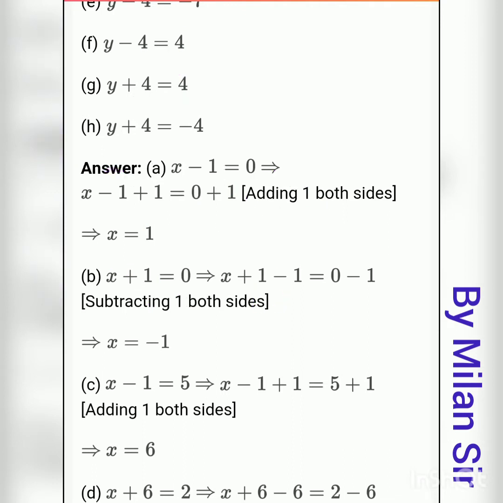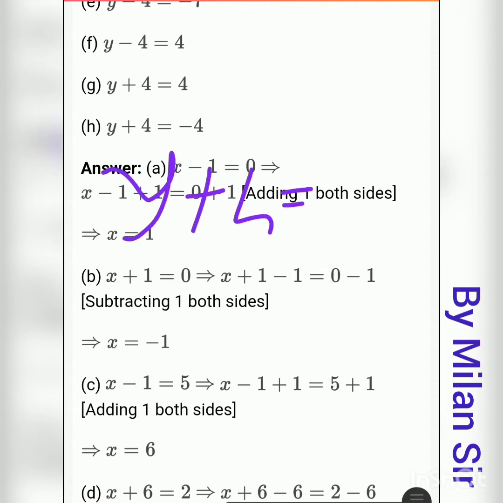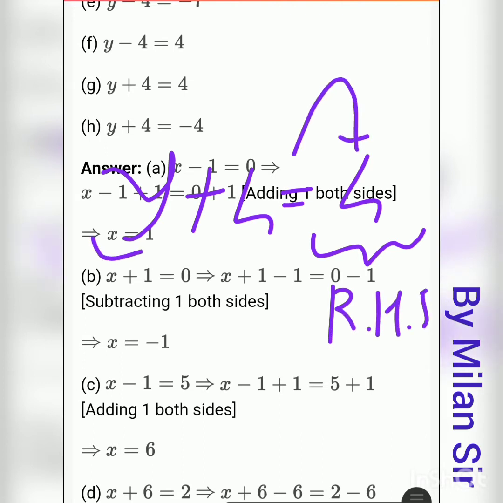We need to find the value of x or y, whichever is unknown. So other terms we are transferring to the other side of the equality sign. Here we have the equality sign. This equals sign is called the equality sign. This is the right hand side, that means the right side of this equality sign, and this is the left hand side, that means the left side of this equality sign. So here if it is written y plus 4 is equal to 4, this 4 is called the RHS, the right side of the equality sign, and this is called the LHS.